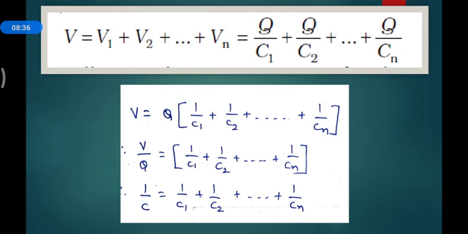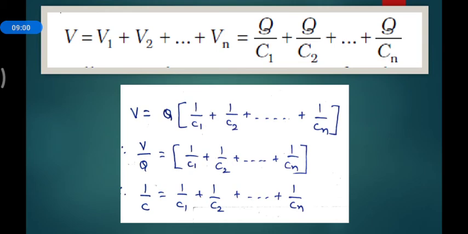So this is just like a parallel combination of resistors, but it is equal to the series combination of capacitors. The same result we get in the parallel combination of capacitors, it's simply a sum, at the end we will see. And in resistors we have the reciprocal sum: 1 upon R1, 1 upon R2, and so on.